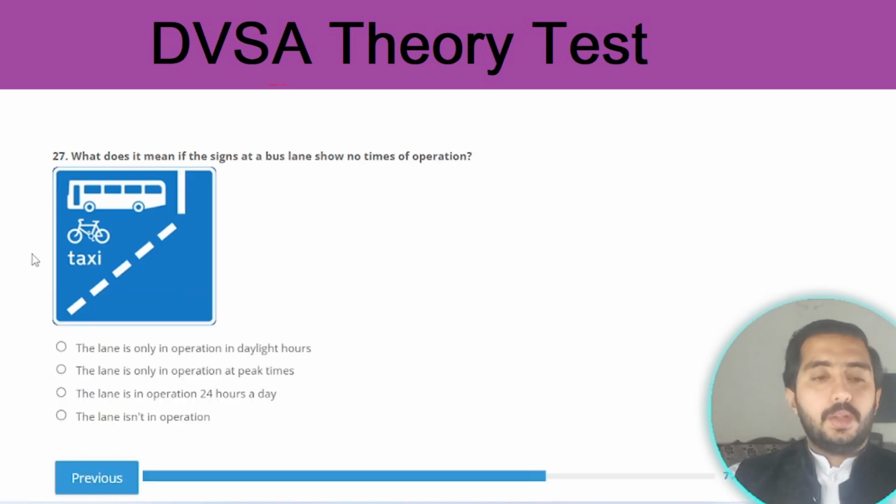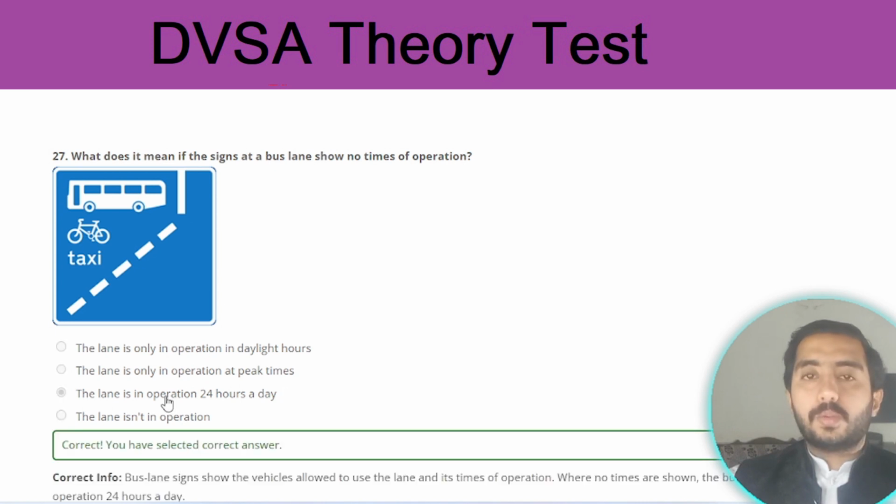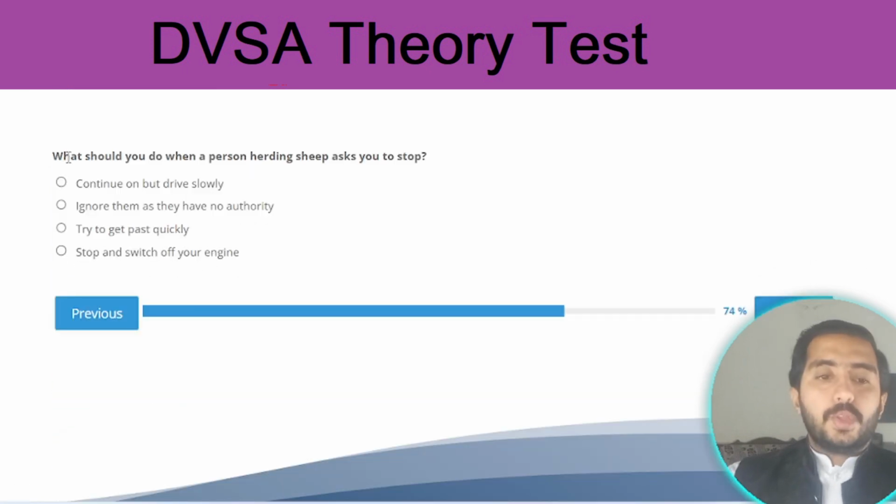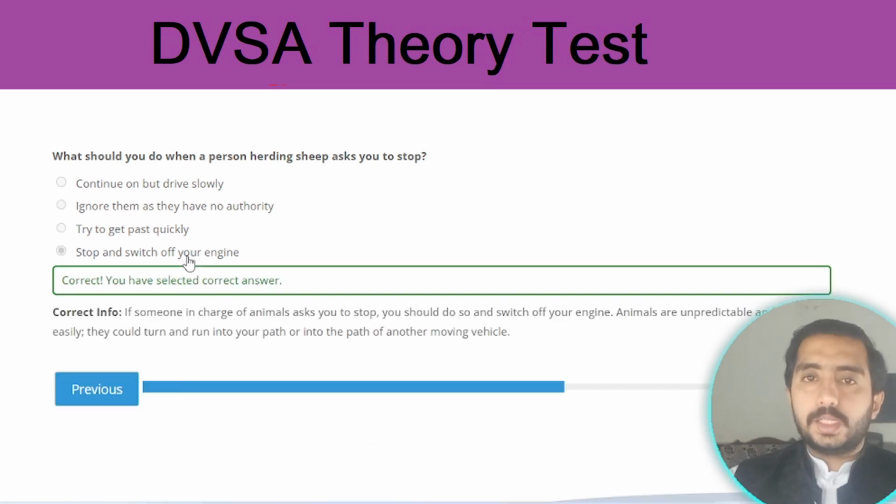Next question. Question 27. What does it mean if the sign at the bus lane shows no time of operation? The correct option is the lane is in operation 24 hours a day. Option C is the correct option. Next question. What should you do when a person herding sheep asks you to stop? The correct option is option D, which is stop and switch off your engine. Option D is the correct one.